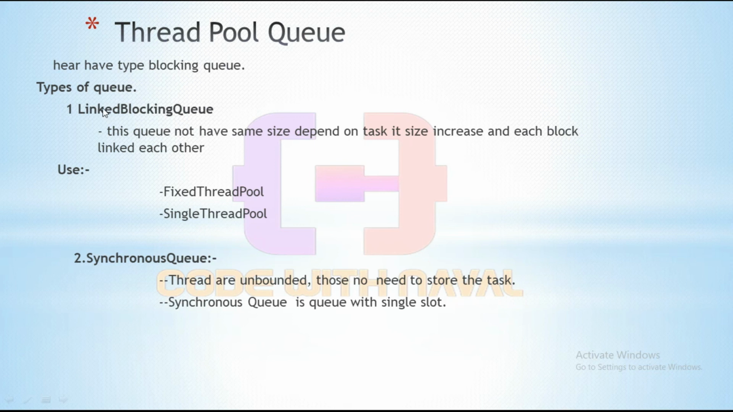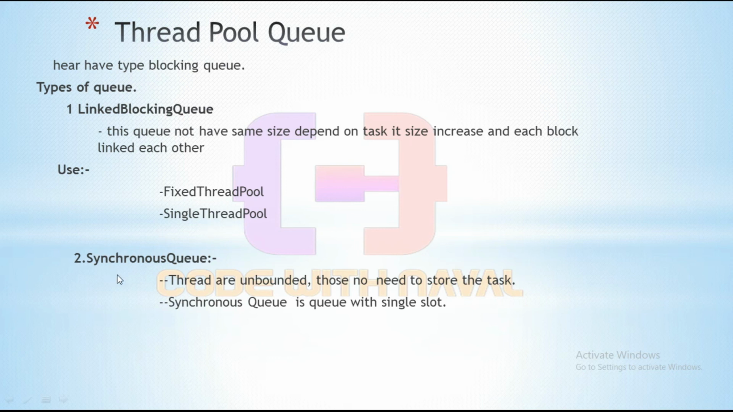First we have the LinkedBlockingQueue. This queue does not have a fixed size; depending on the tasks its size increases and decreases, and each block is linked to the others. This one we use with the fixed thread pool and the single thread pool.